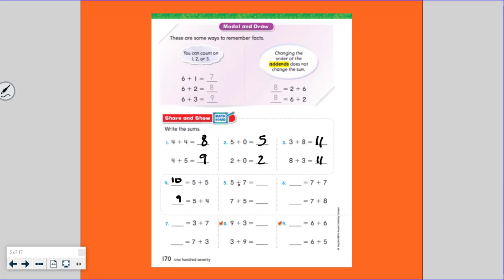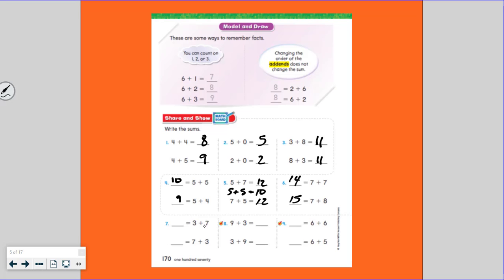Another turnaround fact, right? Or we could use a doubles plus 2 to help me. So if 5 plus 5 equals 10, I'm going to write that in there to help you out. If 5 plus 5 equals 10, then 5 plus 7 equals 12. And then the turnaround fact for 5 plus 7: 5 plus 7 is 12, so 7 plus 5 equals 12. 7 plus 7 equals 14, so 7 plus 8 equals, one more, 15.